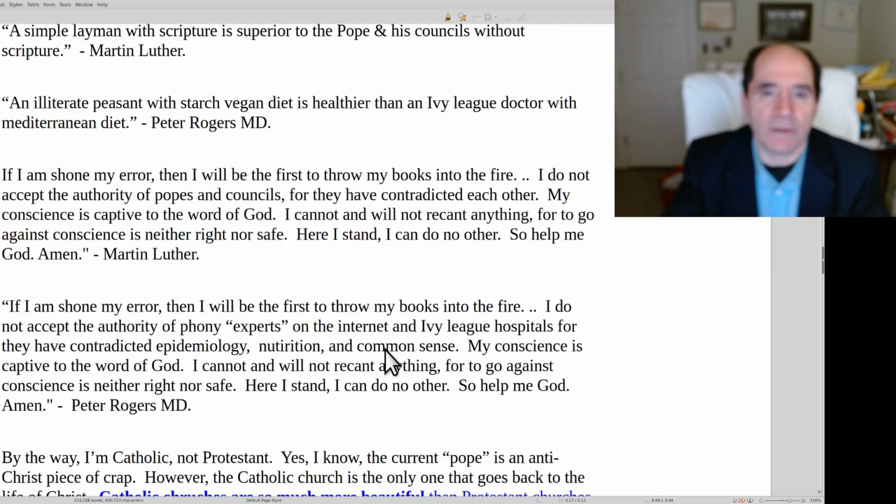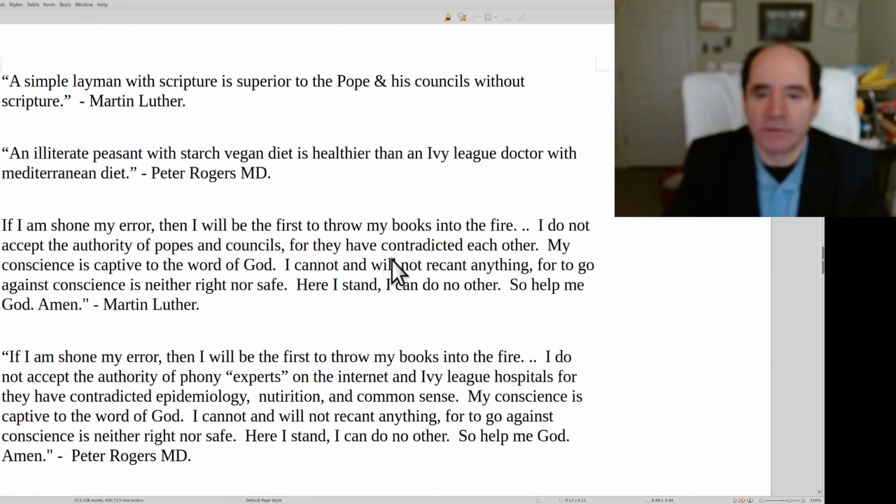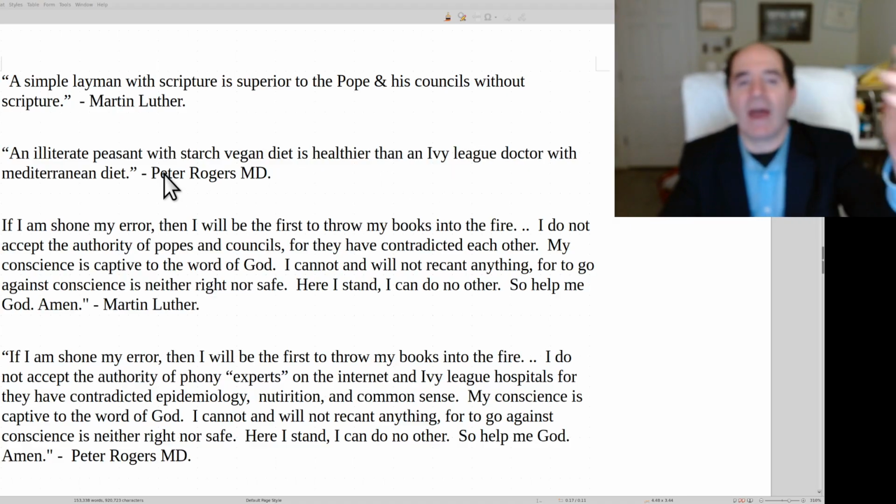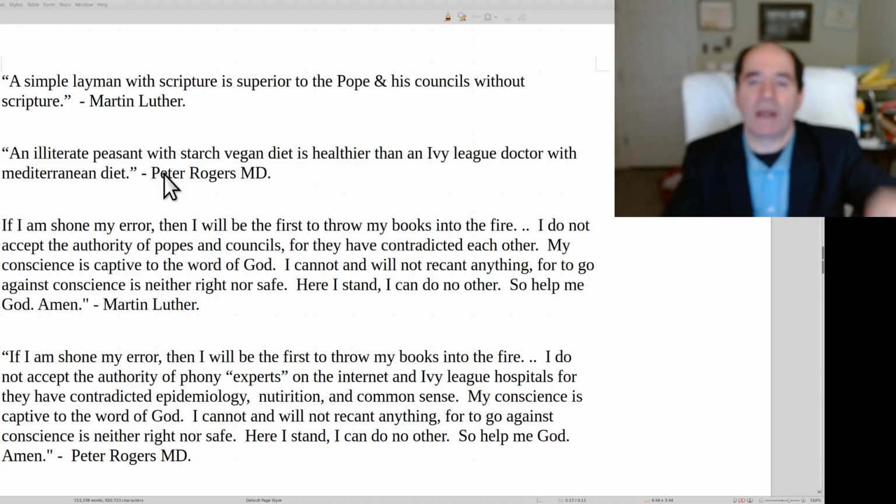Here are some quotes by Luther, and we'll parody those a little too. Luther said, "A simple layman with Scripture is superior to the Pope and his councils without Scripture." And so what I would say is, an illiterate peasant with the starch vegan diet is healthier than an Ivy League doctor with a Mediterranean diet. And you could easily make it a health coach with no previous training in medicine, but they've learned this low-fat vegan stuff and the stuff related to it.